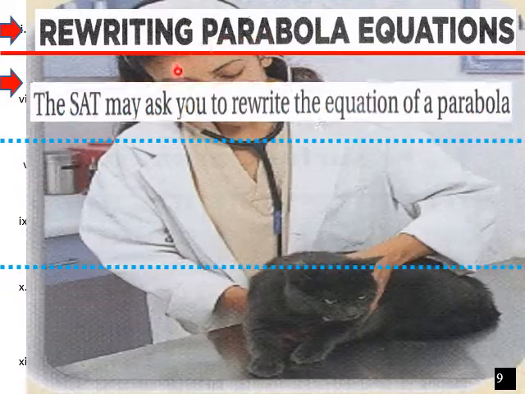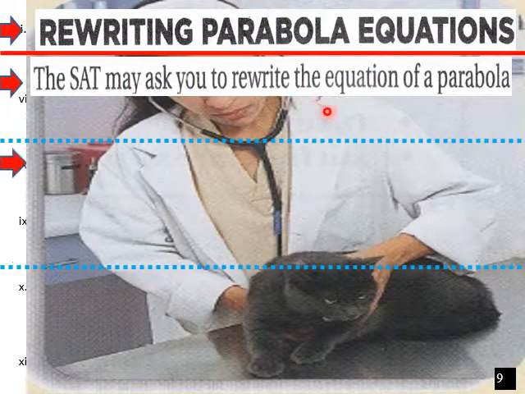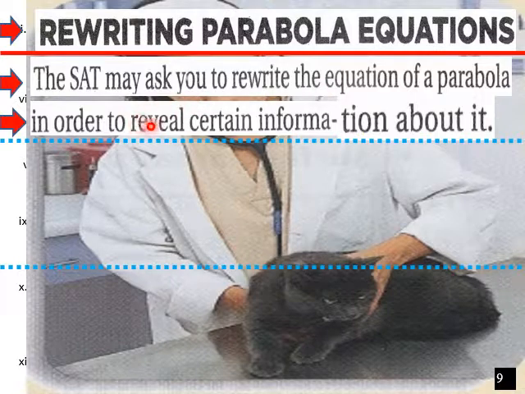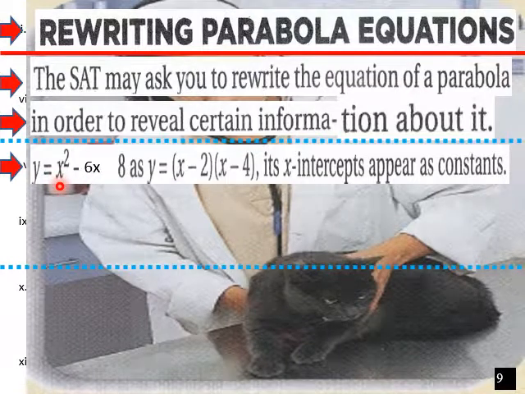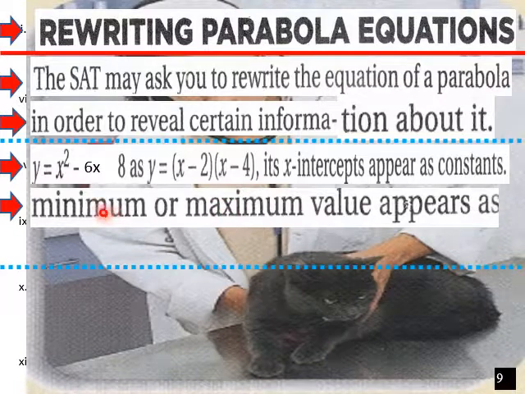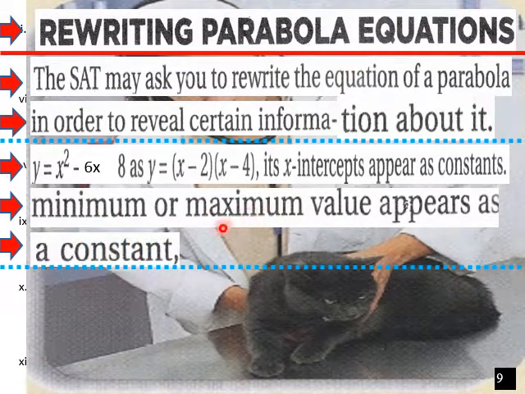Okay, rewriting parabola equations. The SAT may ask you to rewrite the equation of a parabola in order to reveal certain information about it. If y equals x squared minus 6x plus 8 is written as y equals x minus 2, x minus 4, its x-intercepts appear as constants, which would be here. These you're solving for 0. Those will be your x-intercepts. And the minimum or maximum value appears as a constant as well in this situation here.